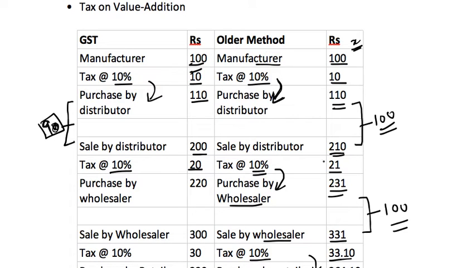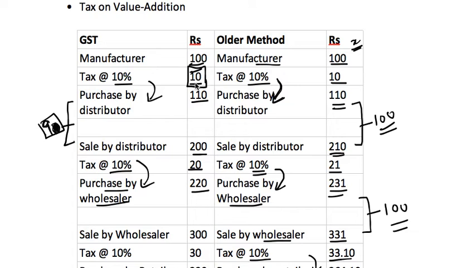Here it was 21 because the margin was 100. Here it is 20 because the margin is 90. The margin will increase to 100 though. So the purchase price of the wholesaler is 220, 200 plus 20. Now this tax is to be paid by the purchaser, but it is being collected by the distributor to be paid to the government. When he does these two transactions, he gets credit for the tax which he has paid when he purchases a certain good.